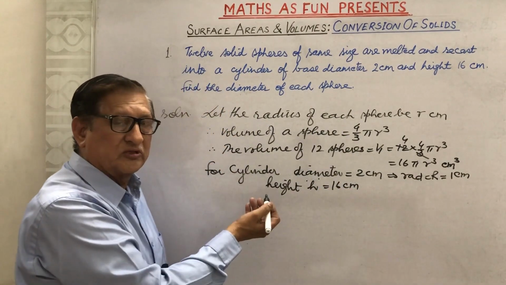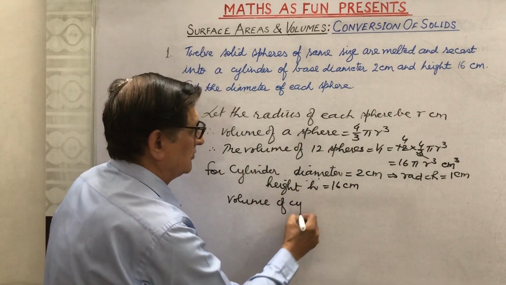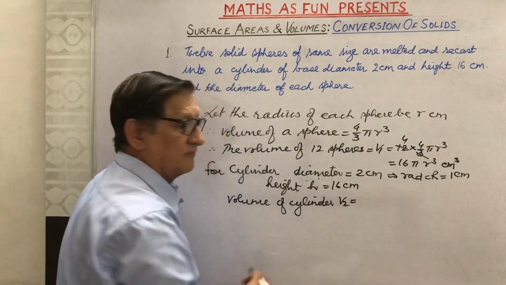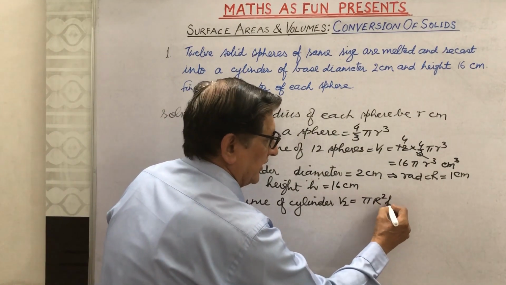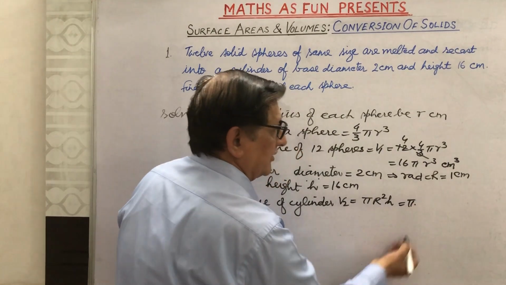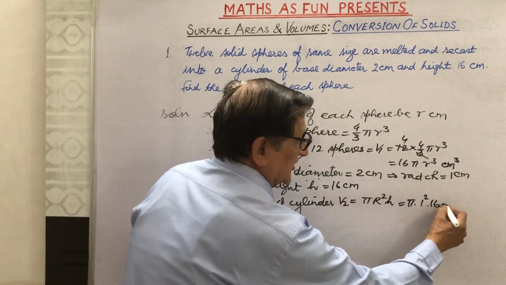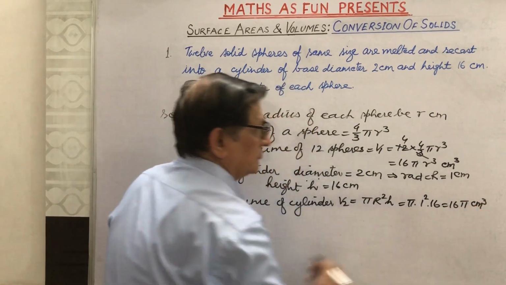So what is the volume of the cylinder? Volume of cylinder, suppose it is V2, that we know is pi r square h. Substituting values, we get pi into r square means 1 square into h means 16. So this becomes 16 pi centimeter cube.